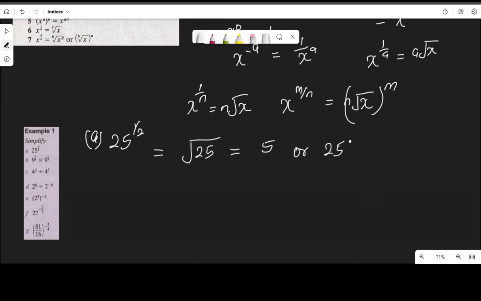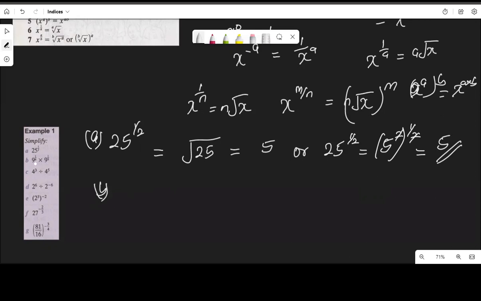Another way we can solve this is to express 25 in index form. So 25 to the power of half, we can write that as 5 to the power of 2, then to the power of half. These two will cancel out when we apply the law that says x to the power of a to the power of b is x to the power of a times b. So when we multiply 2 by half, of course, is 1. So 5 to the power of 1 is 5. That is that for question 1.